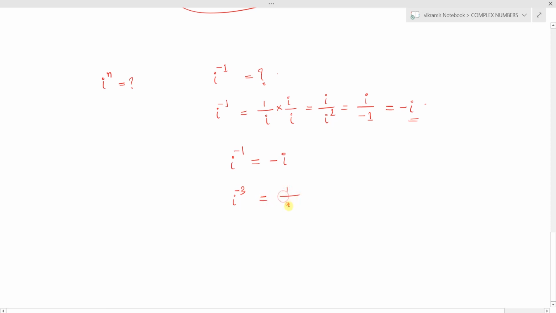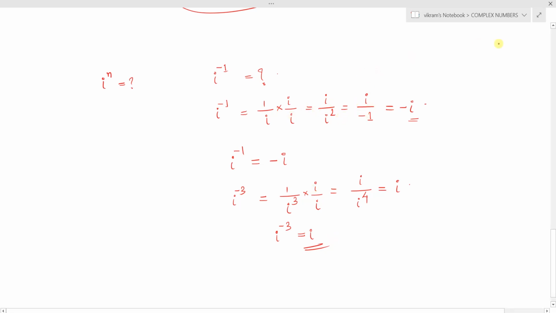Okay, if it is i power minus 3, then what will I get? I can write this as 1 by i power 3, 1 by i cube. 1 by i cube into, I am making it i by i. Then what will I get? I get the result i by i power 4. We know that i power 4 is 1. Simply we will get iota. So i power minus 3 equals iota. So this is the way of finding iota negative powers.